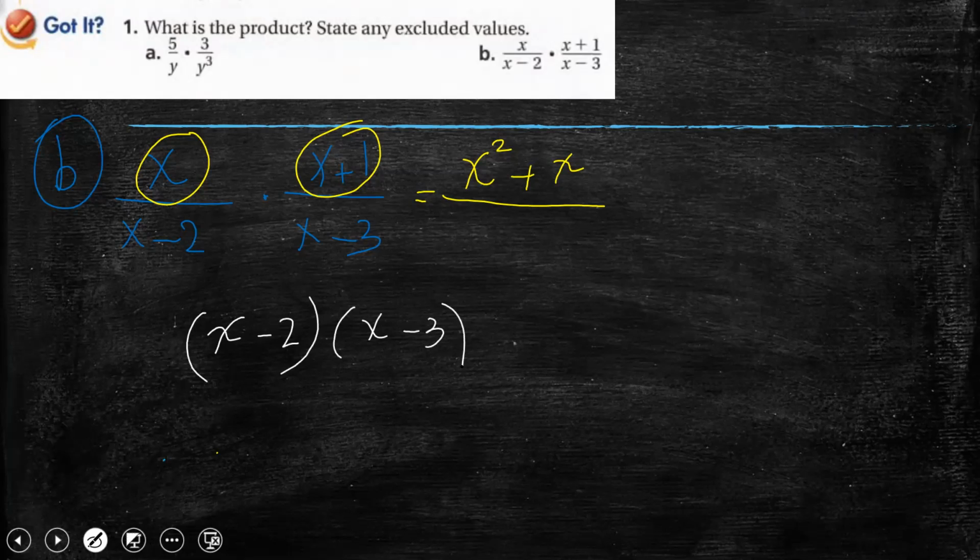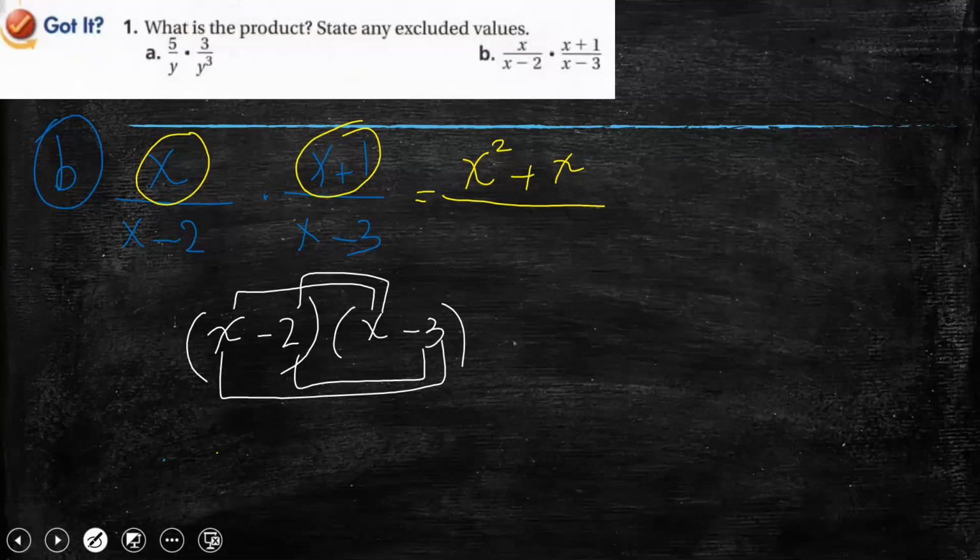What do you have to do? Do you remember how to multiply two polynomials like this? Yes, we will multiply x with x, then x with 3, and then 2 with x, 2 with 3. Bravo. We can use the FOIL way or any way you want.